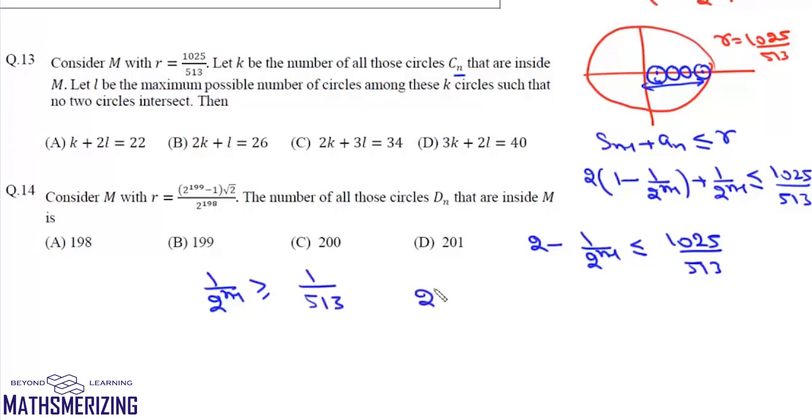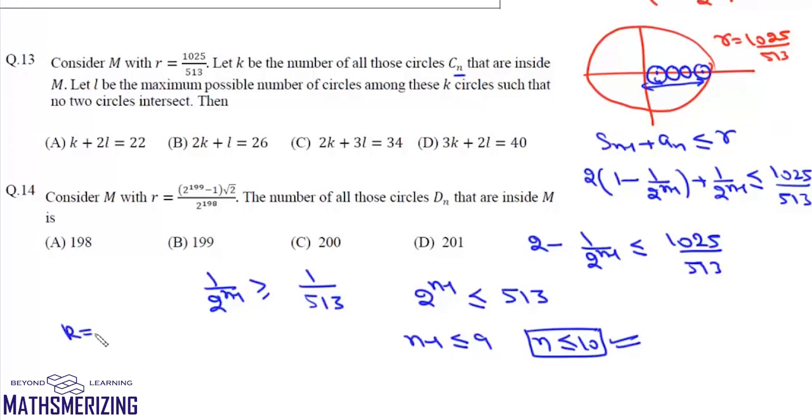Now from here we can write 2 to the power n minus 1 must be less than or equal to 513. Now we know that 2 to the power 9 is 512. So this n minus 1 should be less than or equal to 9. That is, the value of n is less than or equal to 10. So the maximum number of such circles is simply 10. So the value of k is 10.